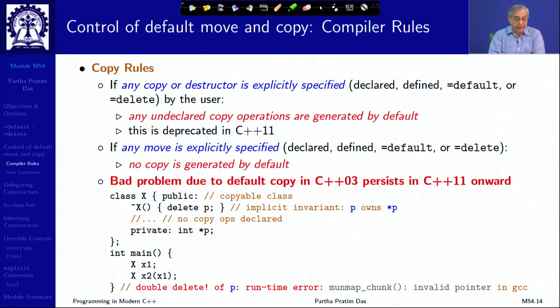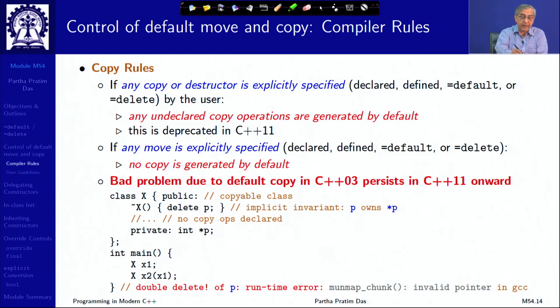If any move is explicitly specified, then no copy is generated by default. So you should have expected the rules to be symmetric, to be similar, but that is not the case, because the default copy rules in C++03 are a legacy which has to exist as C++11 goes forward.